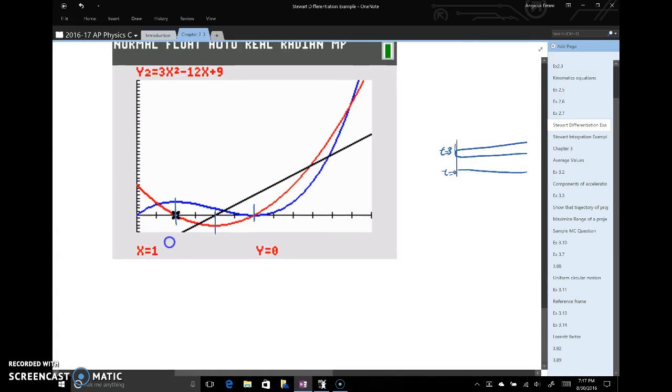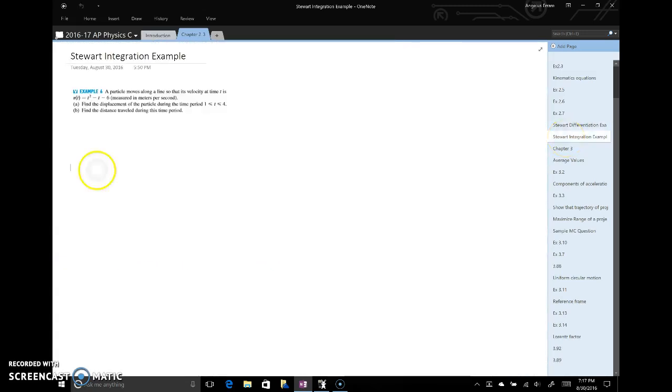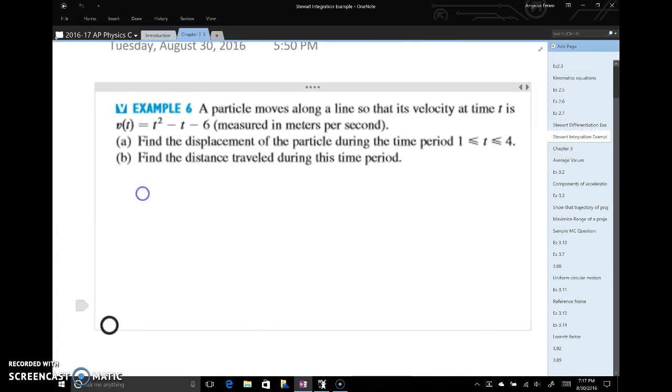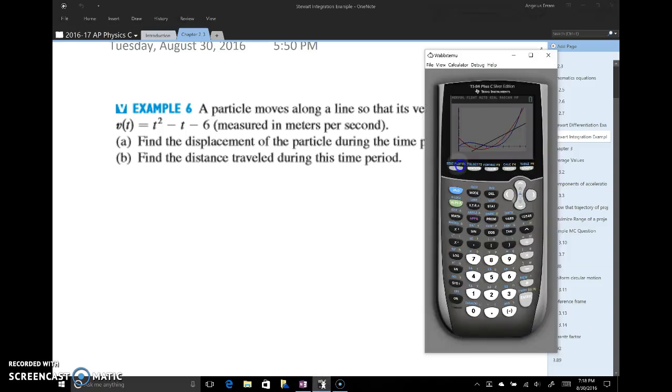All right, let's switch to the next problem. So it says a particle moves along lines so that its velocity at time t is given. Find the displacement and find the distance. Okay, so let's go back. We're going to turn these graphs off. And we'll graph that function. And this probably won't be a very good graph, but we'll try it.